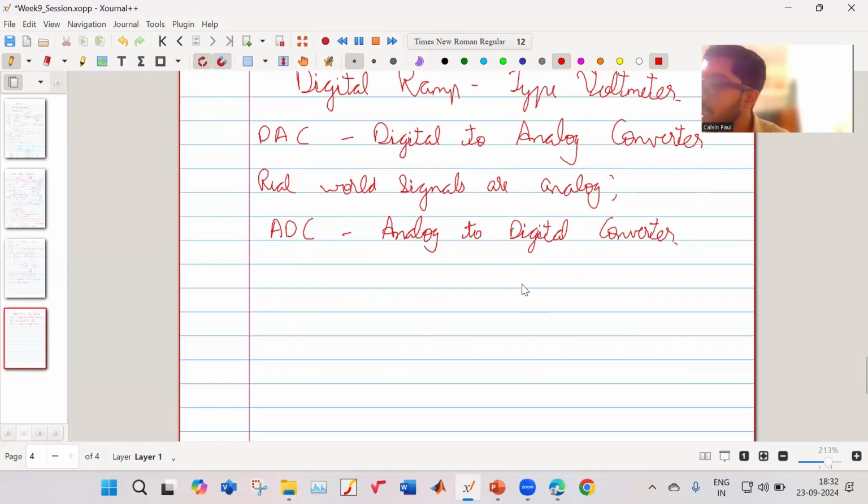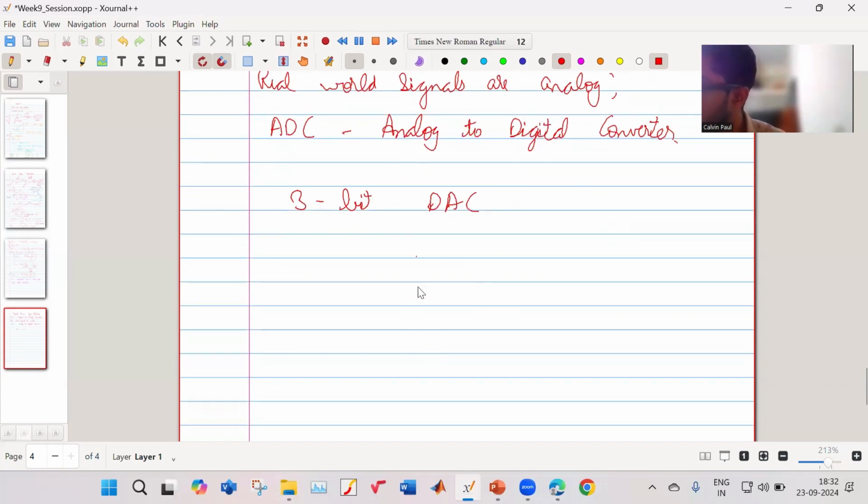Okay. So now let us consider a 3-bit DAC. Okay, there's a 3-bit DAC. This is my DAC.